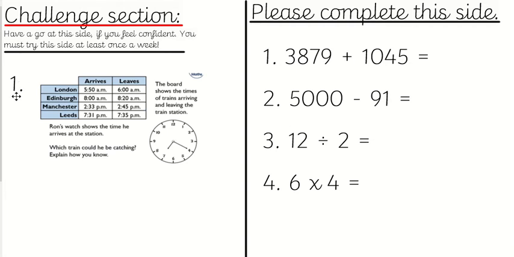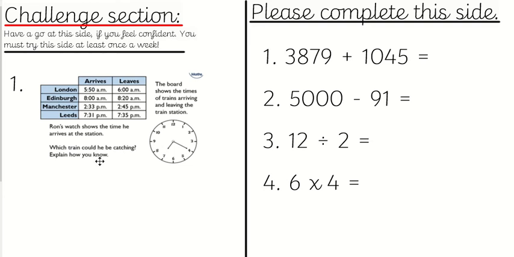So question 1 on the challenge side, we've got some times here. It says the board shows the times of the trains arriving and leaving the station. So when it says arriving, this is the time that the train arrives from its last journey, and this is when it leaves and the passengers can no longer join their train. Then we've got this boy Ron. Ron's watch shows the time he arrives at the station. So here's his time that he arrives at the station. Which train could he be catching?